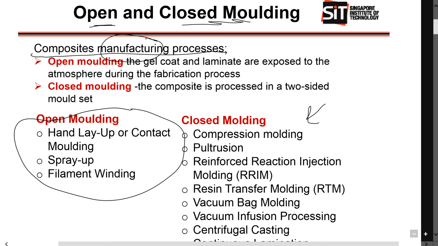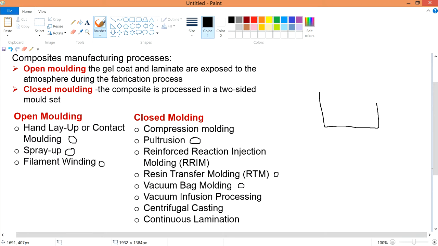Alright, and therefore the open molding itself, the gel coat and laminate are exposed to the atmosphere during the fabrication process. So what does this mean? So you have a certain mold over here, and you just apply your gel coat and your laminate. So you put a layer of gel coat, and then another laminate, so that this layer of laminate will stick to the other layer of laminate. So you lay it up all together, and let it cure in the open air.